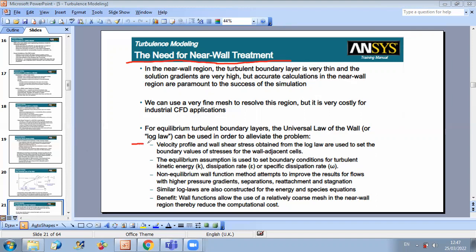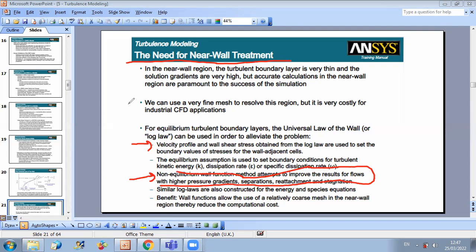In this way, the velocity profile and wall shear stress obtained from the log law will be used to set the boundary values of stresses for the wall adjacent cells. Then the equilibrium assumption can be used to set boundary conditions for the turbulent kinetic energy, dissipation rate, or specific dissipation rate. Now, the non-equilibrium wall function method attempts to improve the results for flow with higher pressure gradient, separation, reattachment, and stagnation. And even this law can be modified whenever you have new applications showing that it's not performing.